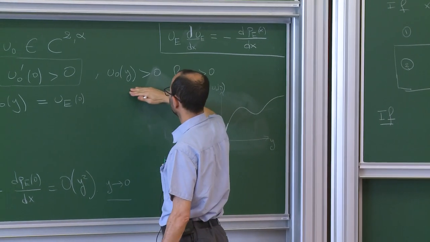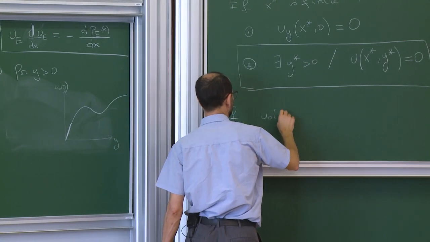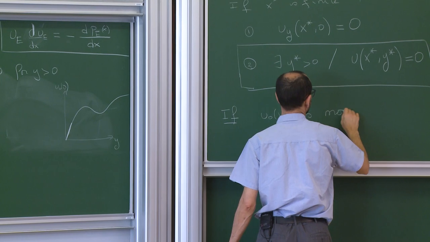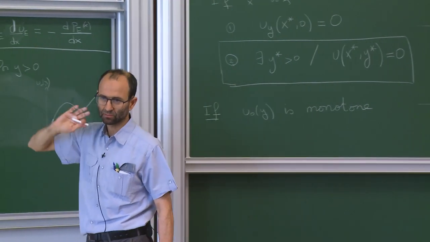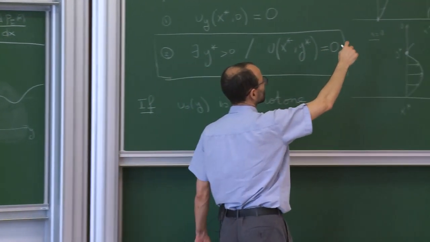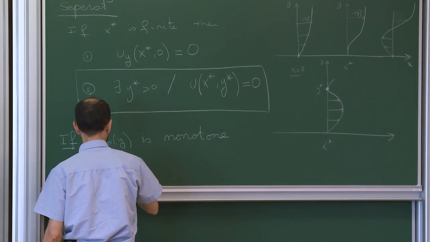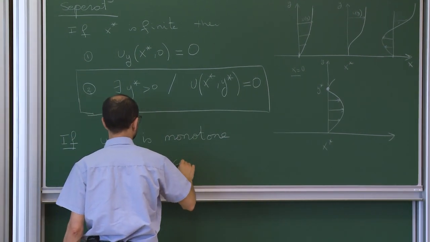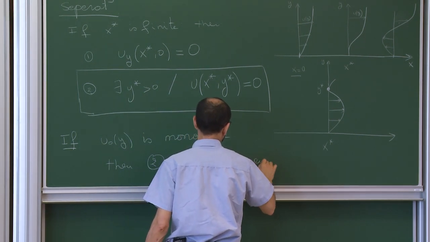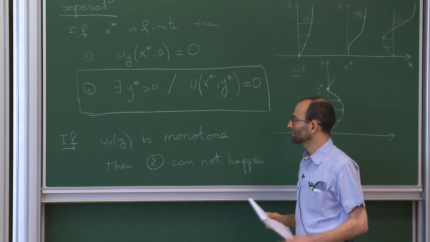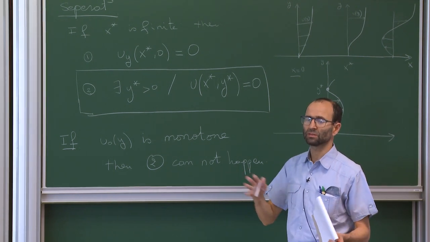If our starting profile u0 is monotone, okay, monotone means it has to be increasing, right? If it is monotone, so it's like the picture I draw here, then only one can happen, then two cannot happen. The reason that two cannot happen is that this monotonicity, you keep it.